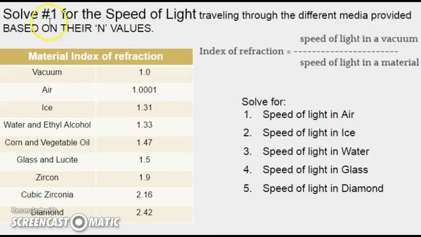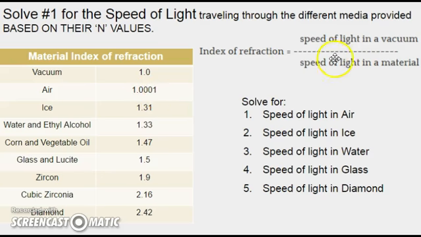So I do ask that you go ahead and get some practice with this. Solve for the speed of light. So this is number 1. You can come back and find this slideshow and actually find the answer keys. But for now, solve for the speed of light traveling through different media based on their n values. So here are the n values of some materials. Find the speed of light in air. Notice your n value is 1.0001.